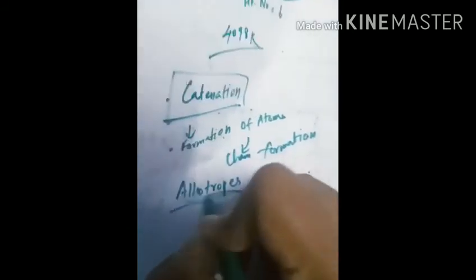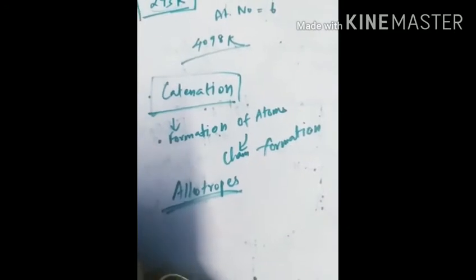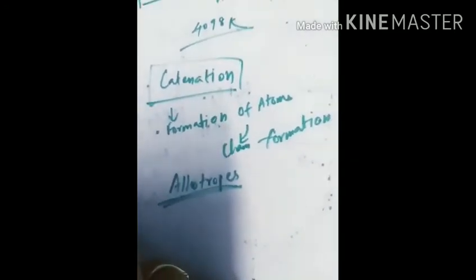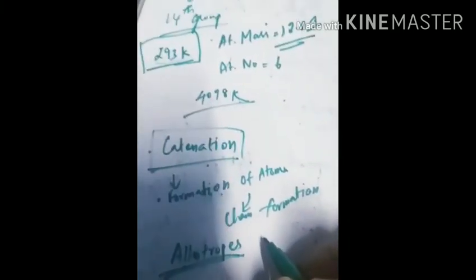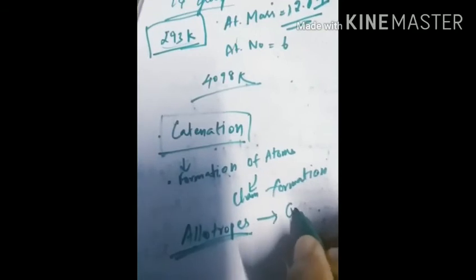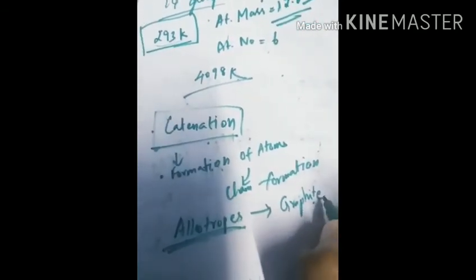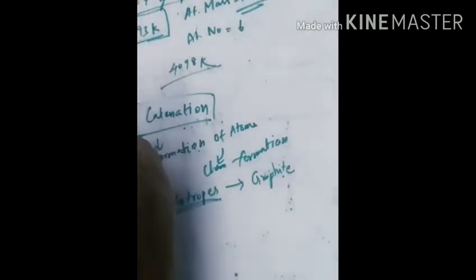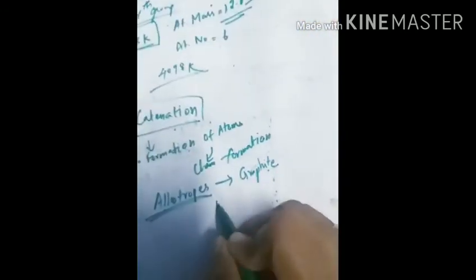So we are going to say allotrope means various forms of carbon. Various forms of carbon are called allotropes. So what are the allotropes of carbon? Allotropes of carbon are basically graphite. What else? Fullerenes.